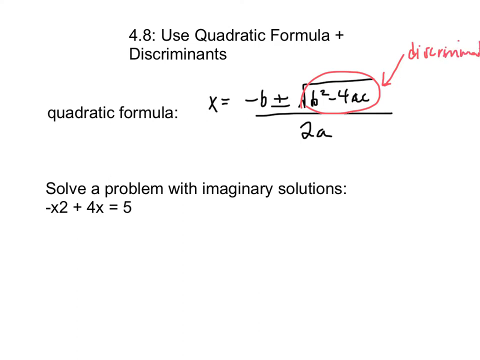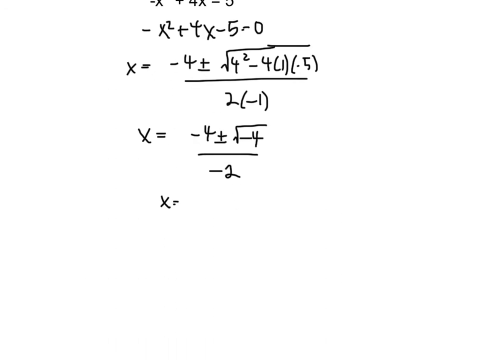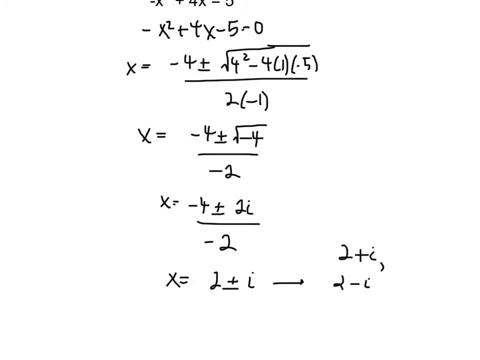Now we're going to solve a problem with imaginary solutions using the quadratic formula. So now we're at the point of our quadratic formula where we have the square root of a negative. And now we're going to apply complex numbers. So we have negative 4 plus or minus 2i over negative 2, which simplifies to 2 plus or minus i, which can be 2 plus i or 2 minus i.